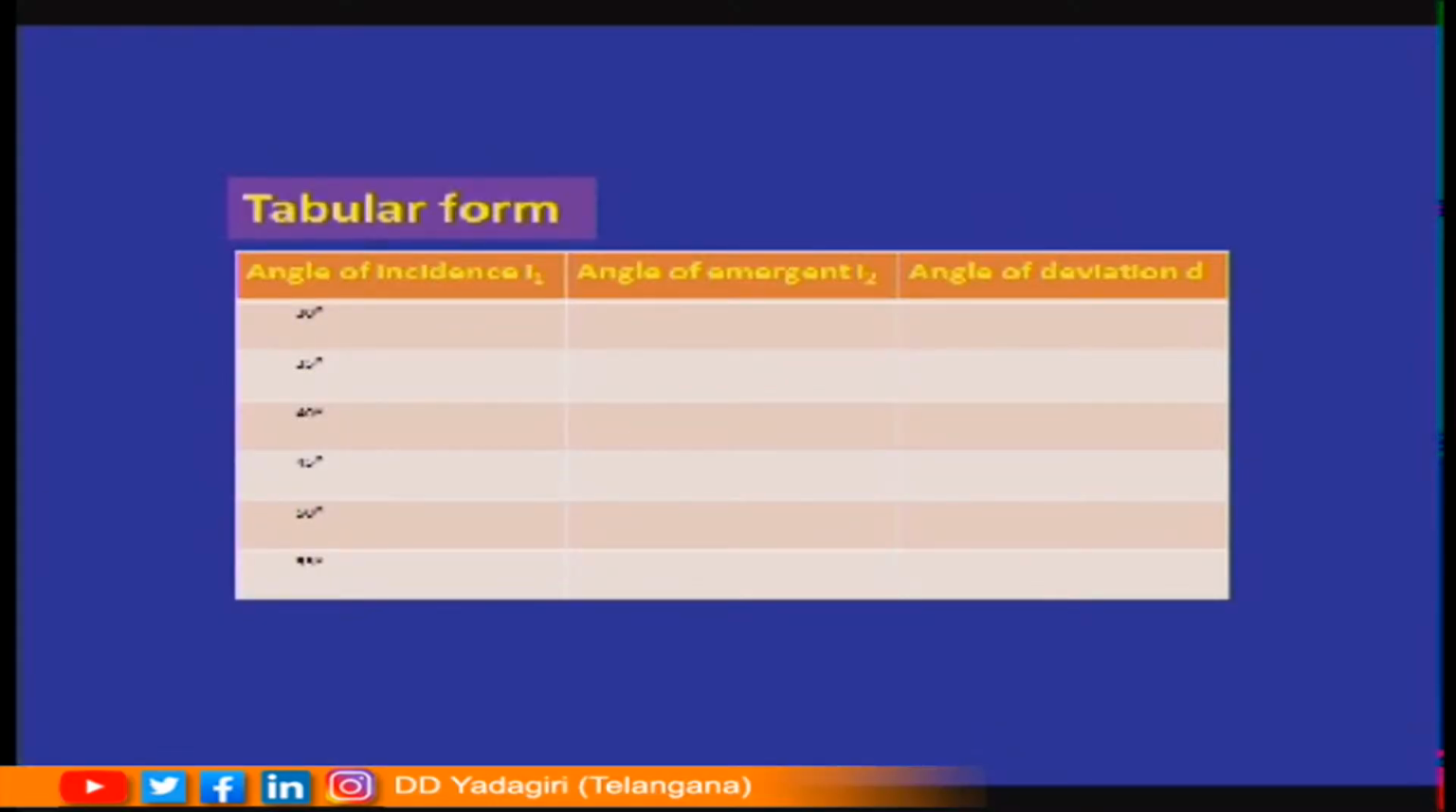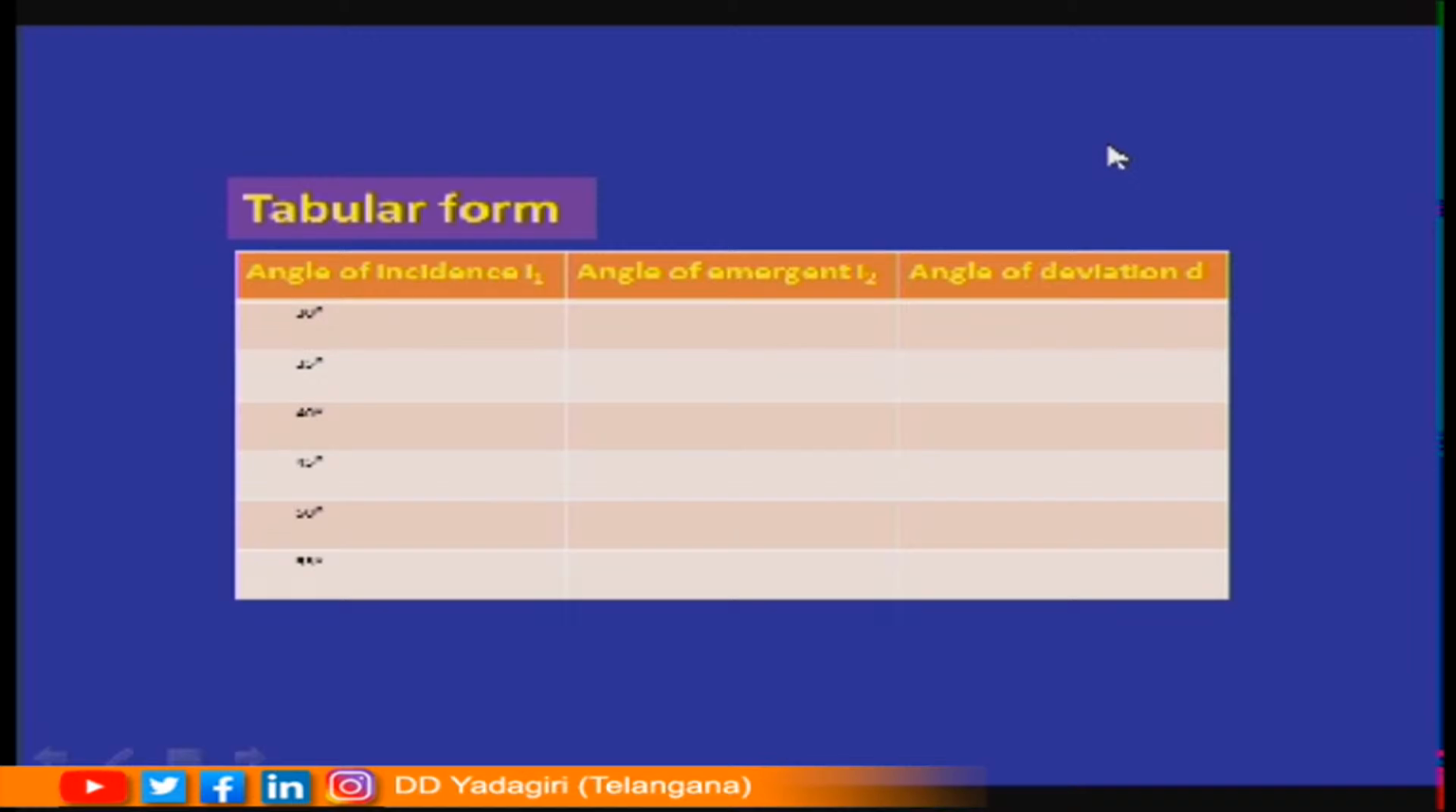So, observe this table, children. This is a tabular form of our experiment, that is angle of incidence I1 which we take 30, 35, 40, 45, 50, 55, and angle of emergent you have to measure by drawing the ray diagram, that is we do not know the values. When we do the experiment then we can know the values and enter them, and angle of deviation also you have to measure with the help of a protractor, the angle between emergent ray and incident ray.